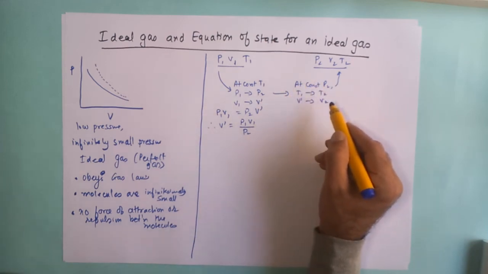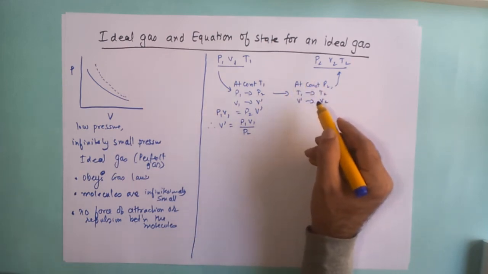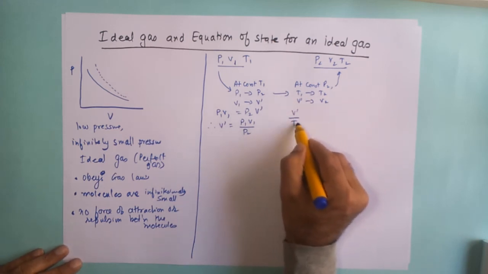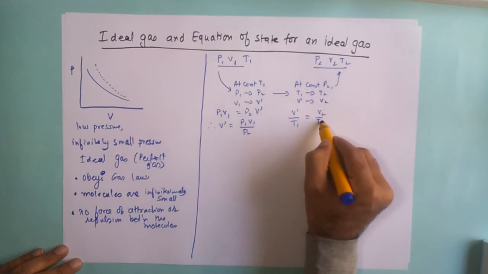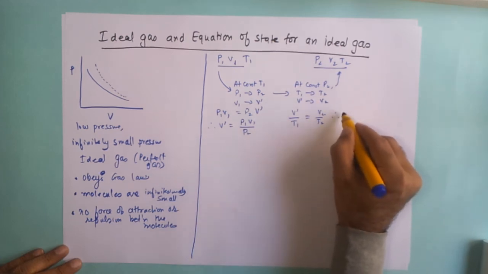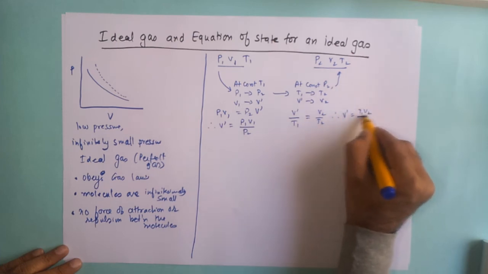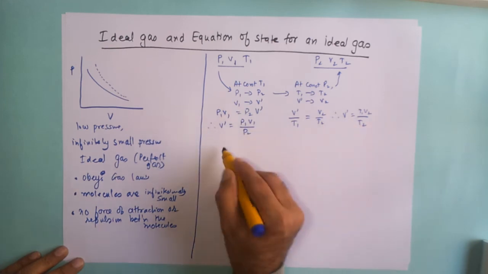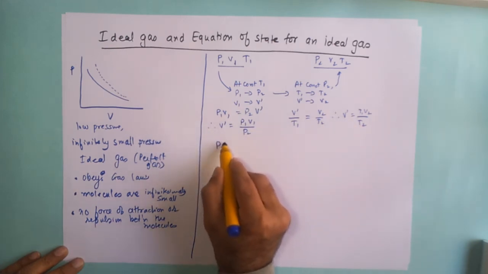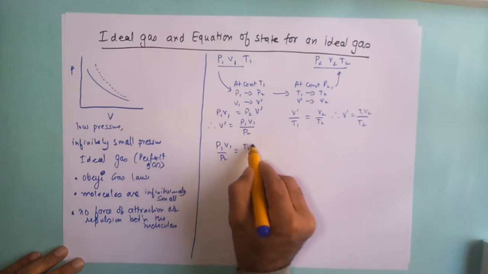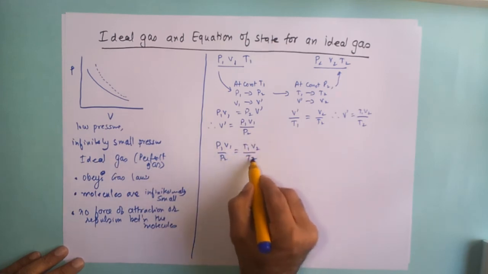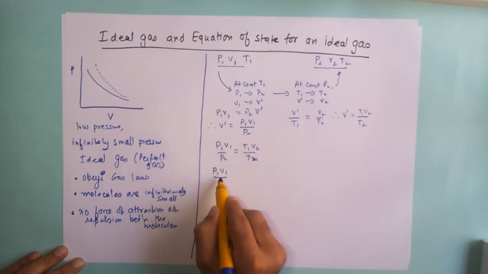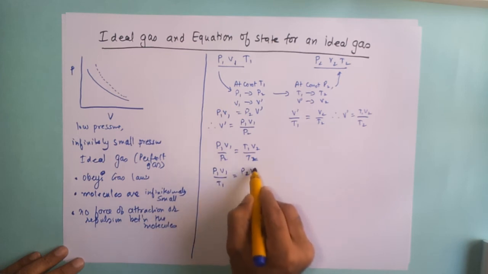Here at constant pressure, I can use Charles' law. In Charles' law, what we say is that V upon T is constant, so I can write V dash upon T1 is equal to V2 upon T2. Therefore, V dash is equal to T1 V2 upon T2. So I have got two equations for V dash. I can equate them. Therefore, I will get the equation P1 V1 upon P2 is equal to T1 V2 upon T2. I take P2 over here and T1 over here, so I'll get P1 V1 upon T1 is equal to P2 V2 upon T2.